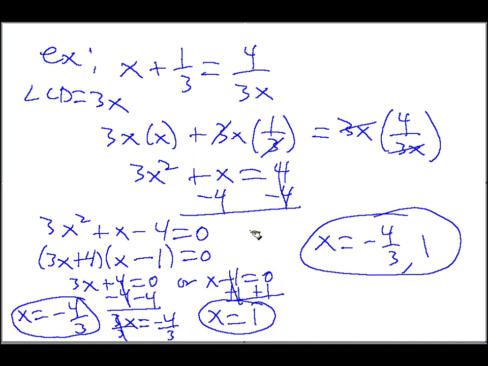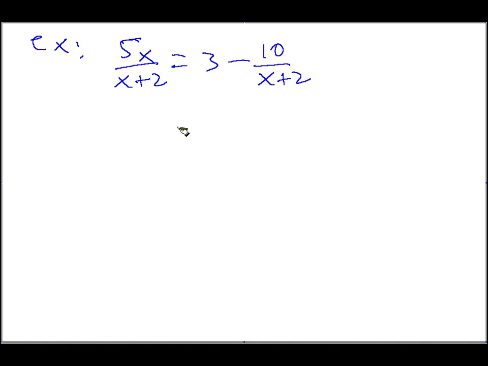Okay, let's look at another one. Let me clear up the screen. Let's give ourselves plenty of practice here. All right, let's look at 5x over x plus 2 equal to 3 minus 10 over x plus 2. All right, let's take a look at this equation. What's the LCD going to be? Well, this is 3 over what? Over 1 if you want. Put it over 1. But the LCD will be x plus 2. Hopefully we can see that without too much trouble there, right? That's the LCD, right?